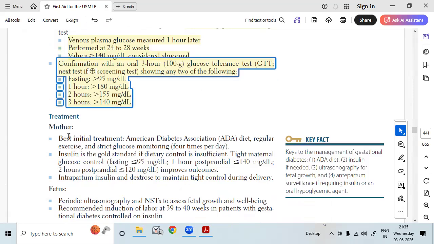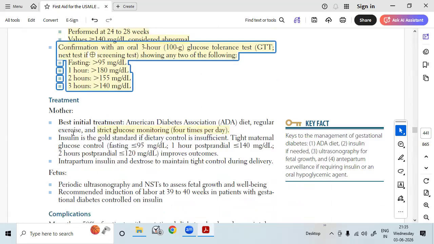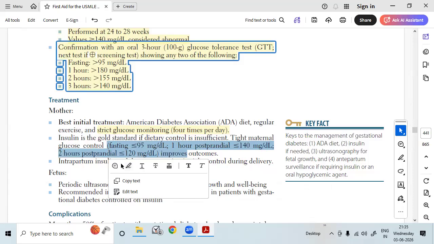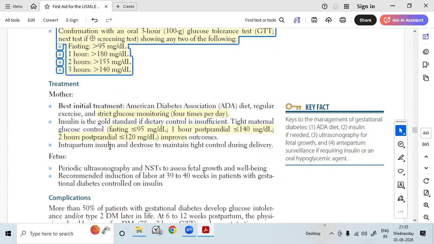Mother, how will you treat? Best initial treatment is the ADA diet, regular exercise, and strict glucose monitoring 4 times per day. This is imperative for females. Insulin is the gold standard if dietary control is insufficient. Tight maternal glucose control: fasting less than 95, 1 hour postprandial less than 140, and 2 hour postprandial less than 120. So this is your target. Intrapartum insulin and dextrose need to be given to maintain tight control during delivery.